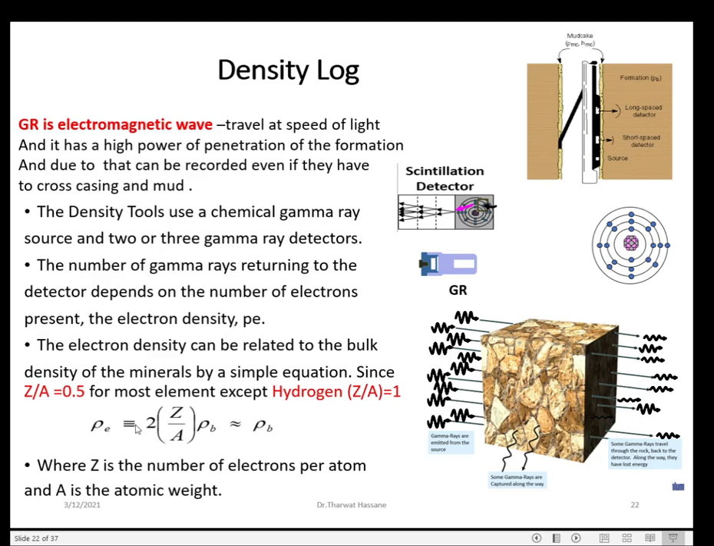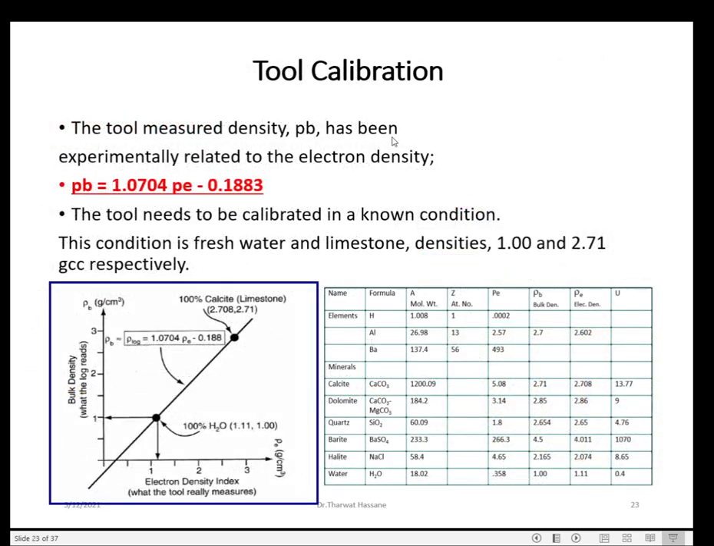The relationship between the electron density and the atomic weight and atomic number is this: rho_e is 2 times Z divided by A, times rho_b. We found Z divided by A in most of the elements is equal to 0.5, except for hydrogen. So it will work for everything except for hydrogen. Because the hydrogen is filled with water and oil, we need something to be calibrated to reflect this kind of process.